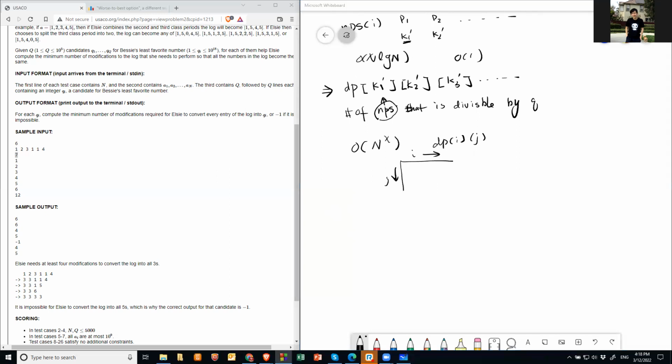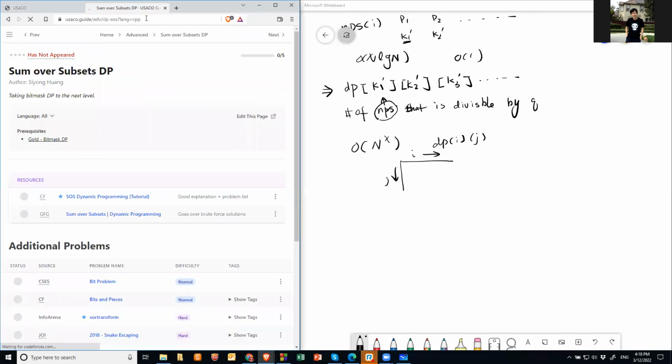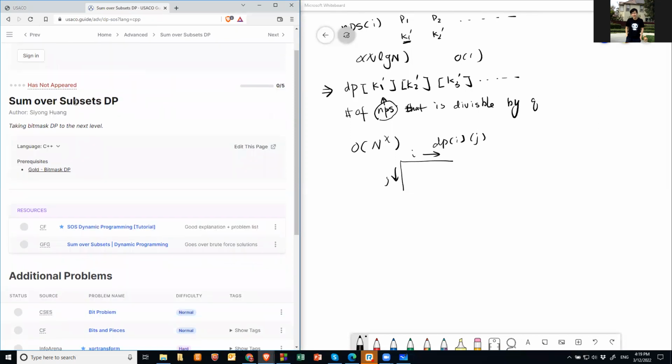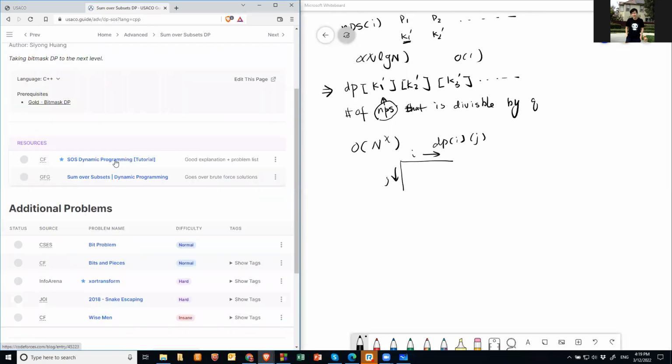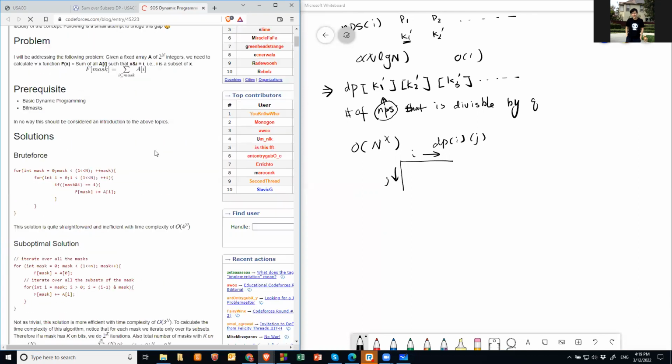It is called the sum over subset approach. Again, this is in Benjamin Chee's USACO guide class. As I said, if you want to solve current Platinum level problems, you really need to study the advanced level. So what does sum over subset do? It basically takes this and you can calculate it in n log n.